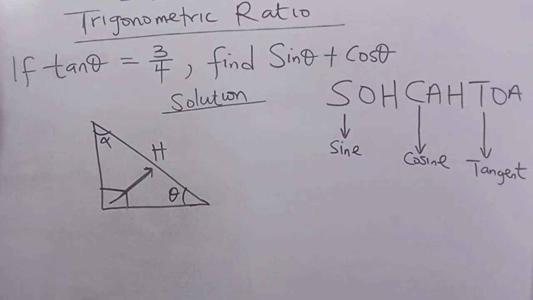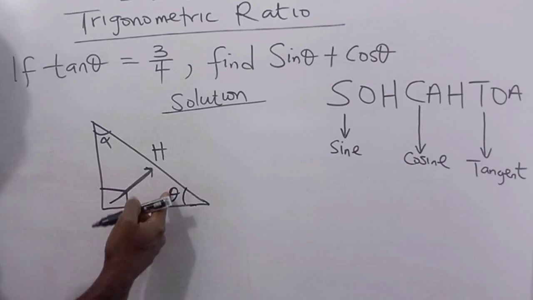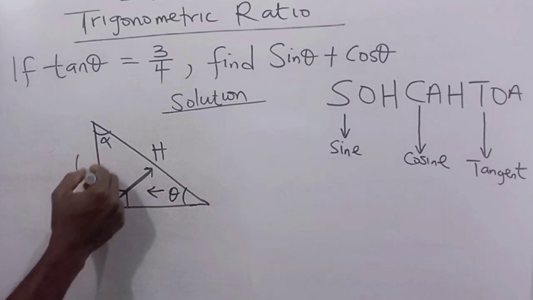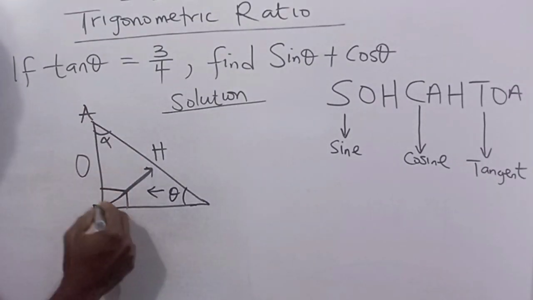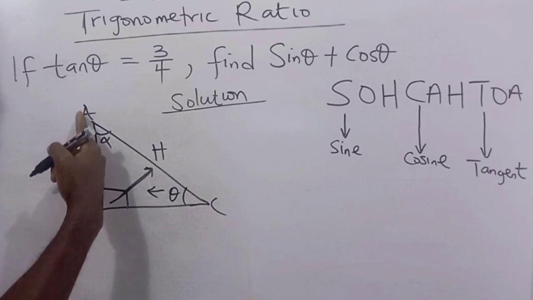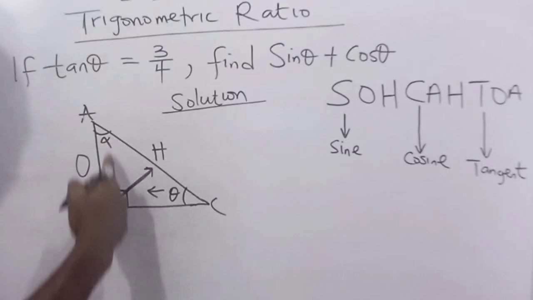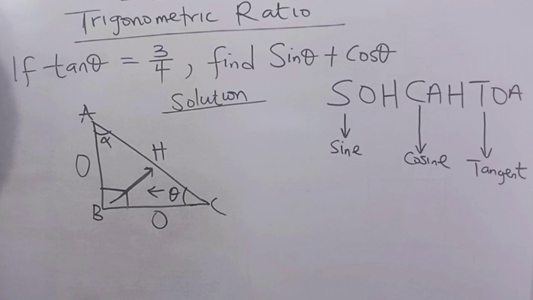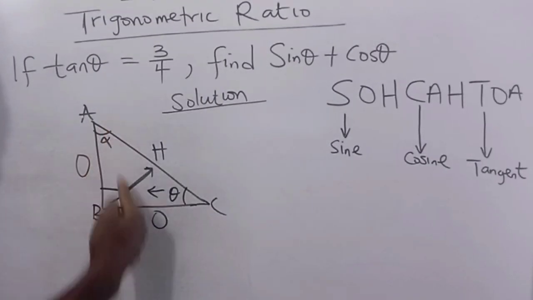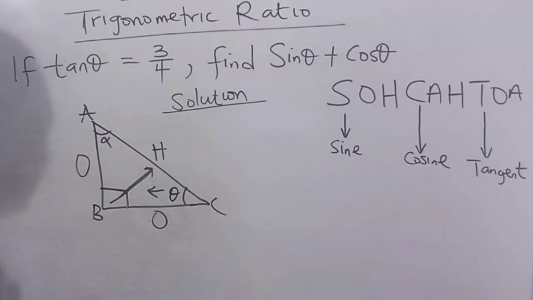The opposite depends on the angle under consideration. If we are considering theta, the opposite becomes this side of the angle. Okay, let's say this is angle ABC. The opposite becomes side AB. But if we are considering alpha, the opposite becomes side BC, which is this. So as the name implies, the side opposite to the angle under consideration is the opposite.